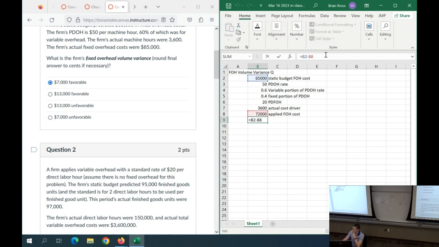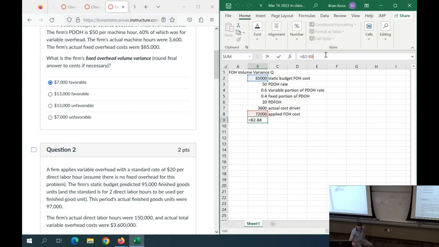So it's static minus the applied. This is the applied one, the 72,000. We don't end up using the actual cost in this question at all. The 85,000 actual over here, we don't end up using that at all. We're just looking at these two right here. So the static budget minus the applied budget.